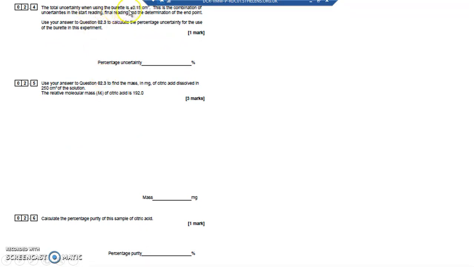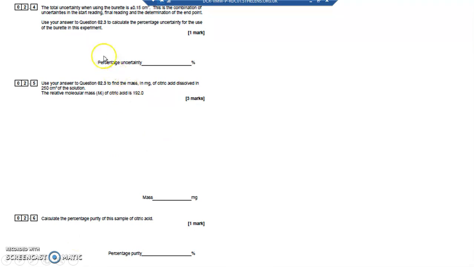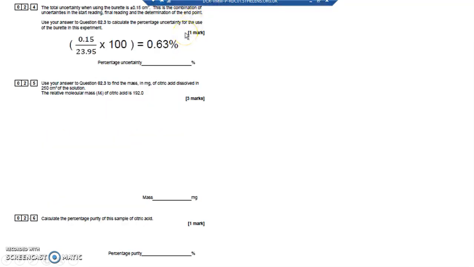The total uncertainty when using the burette is 0.15. So even though the burette has had 2 readings taken from it, the total uncertainty takes that into account. It is a combination of uncertainties: the start reading, the final reading, the determination of the endpoint. So everything's been taken into account. Use this to calculate the percentage uncertainty with the use of the burette. You've got 0.15 as how far out it could be. You're using 23.95 centimetres cubed, so you divide 0.15 by 23.95 and multiply by 100%.